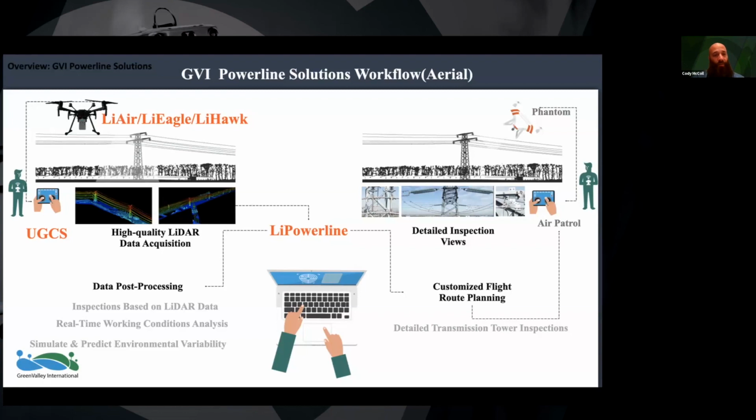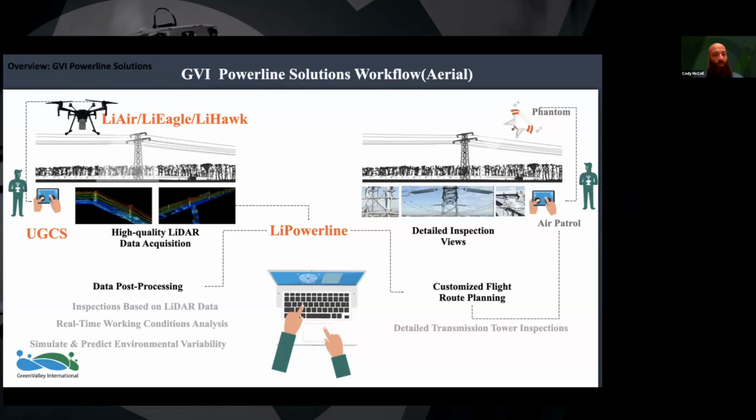So GVI's Powerline Solutions aerial workflow starts with your collection. First and foremost, pre-planning that collection via UgCS, setting up your trajectory, setting up your lines, getting the calibration flights in place, and then leading to the high quality LiDAR data acquisition that you would see from that.